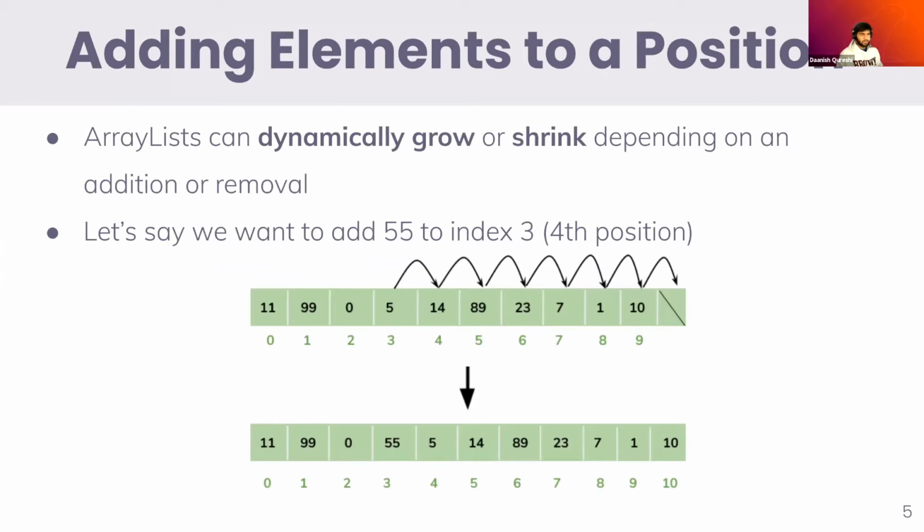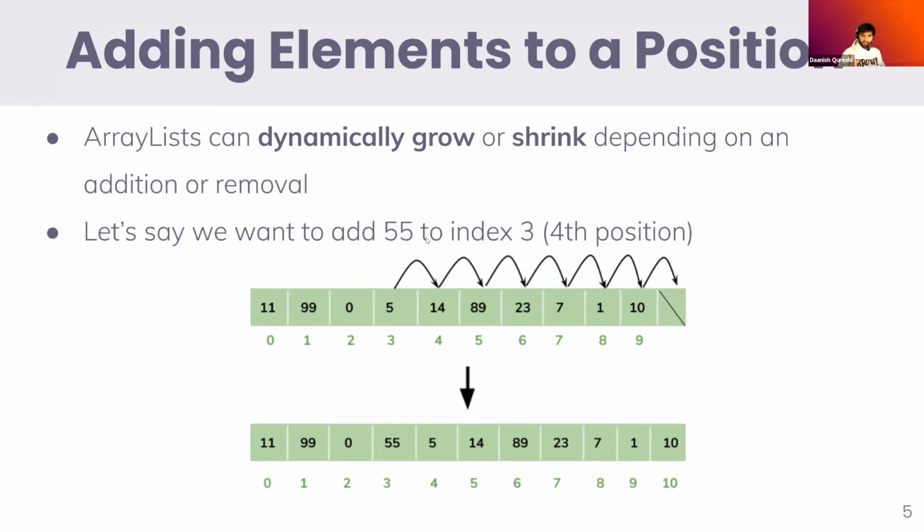Okay. So let's talk about adding an element to a position. Let's say we have this array list right here. It goes 11, 99, 0, 5, and so on. This is how we're going to envision array lists from now on. It's basically blocks in a line. So here, we want to add 55 to index 3. We want to add the number 55 to the third index.